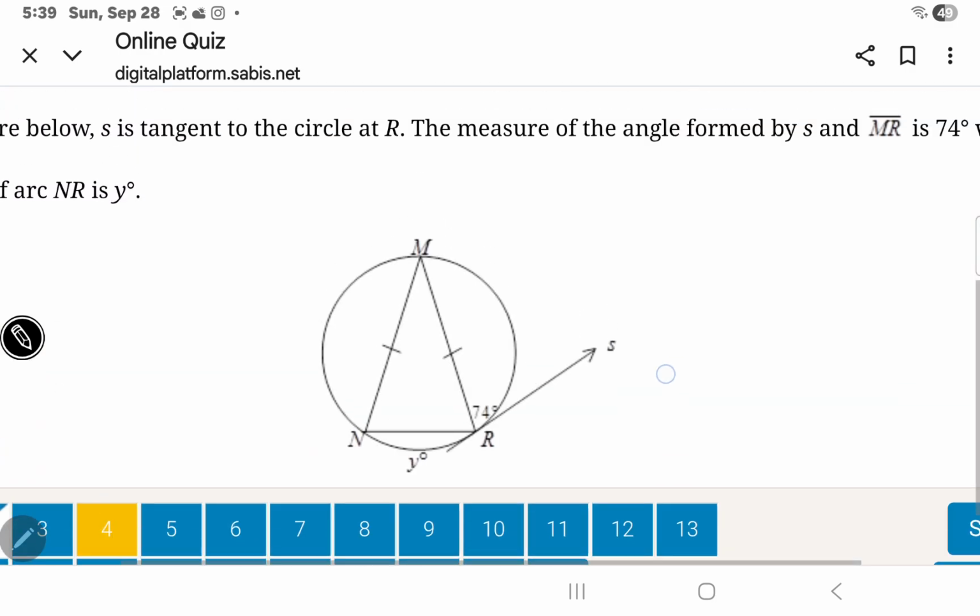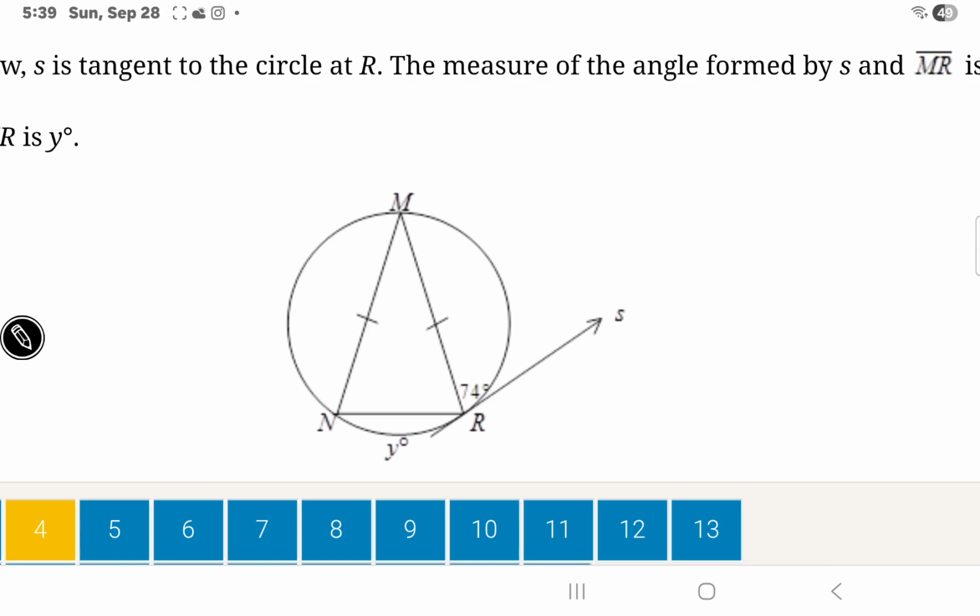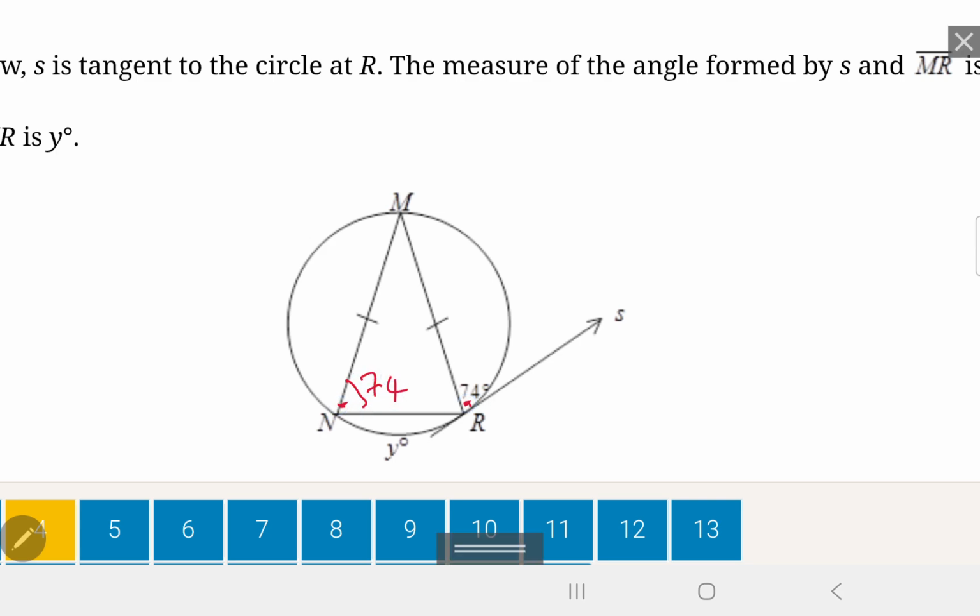Number 4 now. Here we have to find the measure of arc y. Clearly this angle is 74 because angle at circumference equals angle at tangent if they share the same arc. And since the triangle is isosceles, here also 74. Now you add 74 plus 74, you get 148. Now you do 180 minus 148, you get 32.